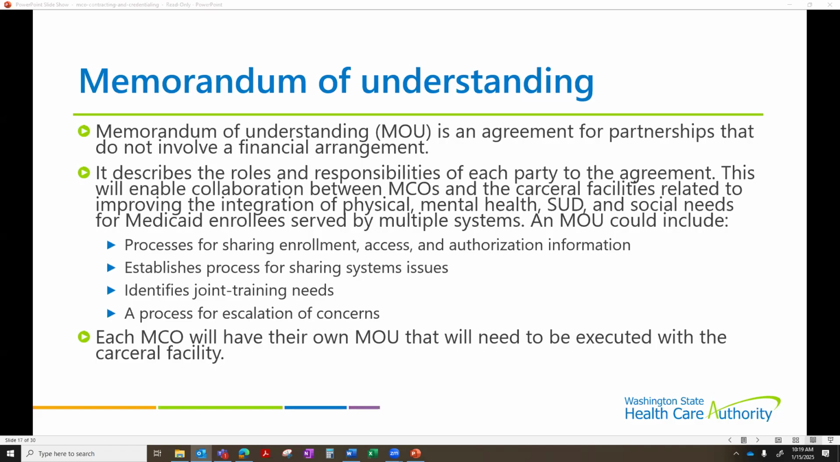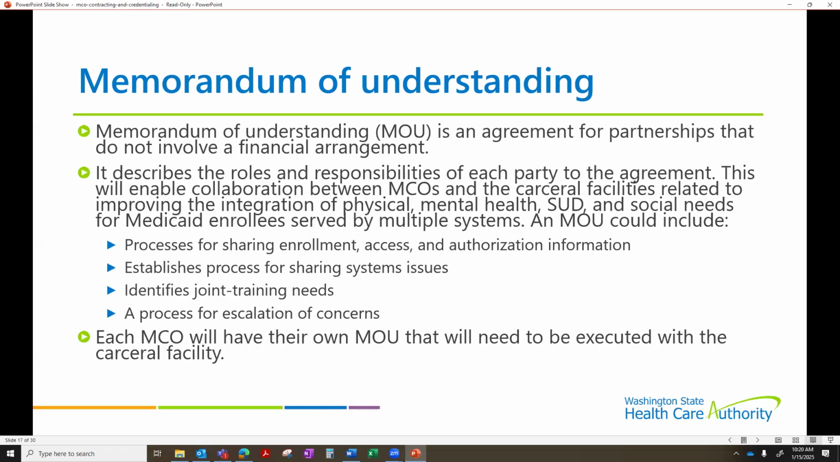It also could identify joint training needs, where in the MOU we could work together to identify where we might both have identical training needs. And it can also include a process for escalation of concerns. So just a written out way of, if you can't get a hold of this person, or if this is an issue, then this is your point of escalation within the MCO.